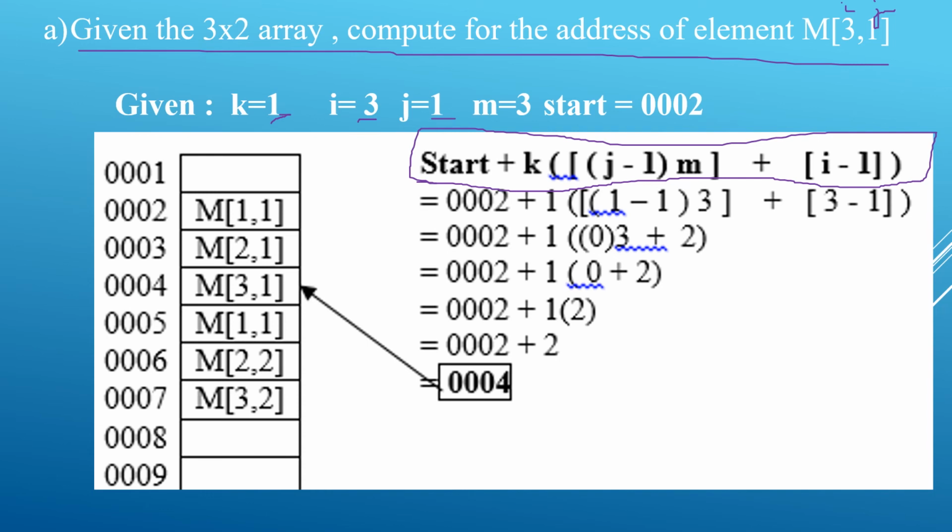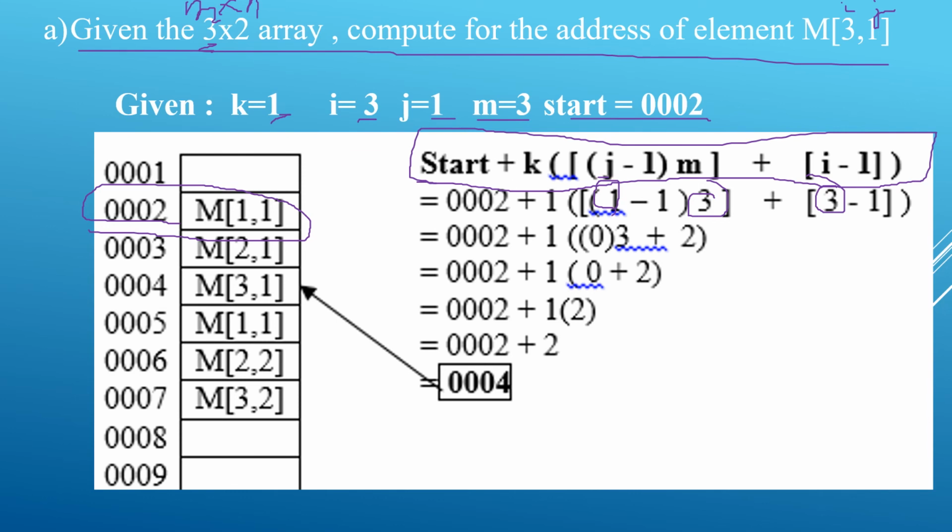And then, what's the value of m? M will depend on the size of the array. Remember, the size of the array is m by n. So, m is 3 because we have 3 rows. Okay, so we have m. And then, the value of start is 0002 because the starting address of the first element is at 0002. Okay, so, substituting the values: 0002 plus the value of k is 1, and then j is 1, m is 3, i is 3. And then let's follow the formula.